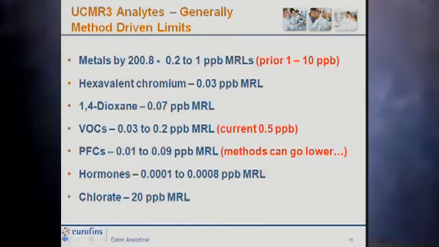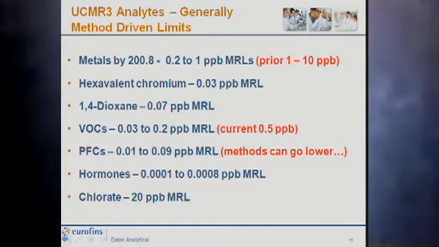The metals, typically in compliance monitoring prior to UCMR, most metals data that we look at is in the 1 to 10 ppb range, and yet for UCMR 3 we're looking at a couple of things, specifically hexavalent, or not hexavalent chromium, total chromium at the 0.2 ppb range, even though the current maximum contaminant level for total chromium is 100 ppb. Hexavalent chromium, we're down at 30 parts per trillion. 1,4-dioxane, a solvent stabilizer, we're looking down at 70 parts per trillion.